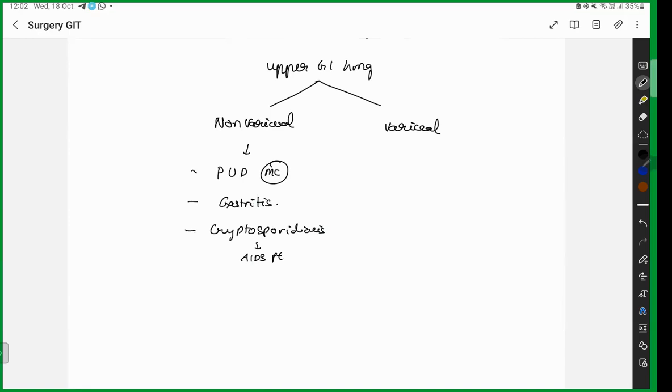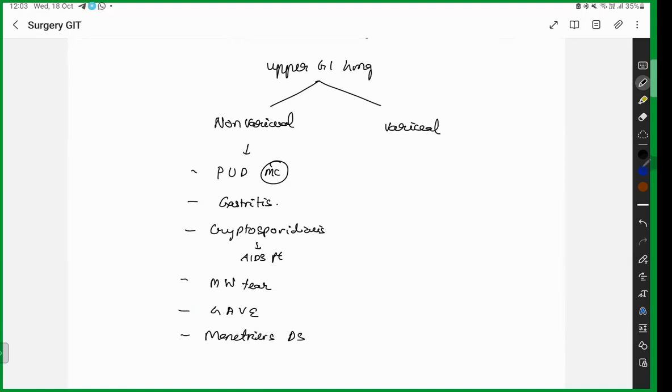So what are the causes of variceal bleeding? We'll talk about it later. Non-variceal bleeding: number one is peptic ulcer disease. Number two is gastritis. Number three, cryptosporidiosis in an HIV patient. Number four is Mallory-Weiss tear. Number five, gastric antral vascular ectasia. And number six is Menetrier's disease.